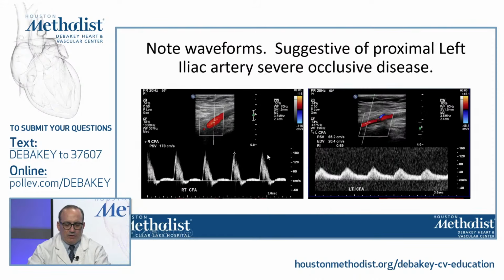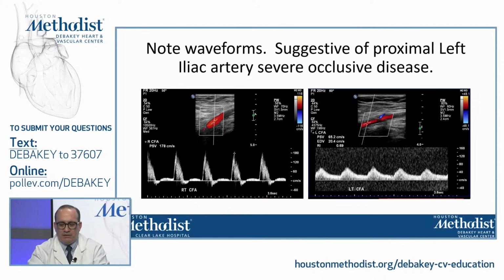Again, so let's look at waveforms. I'm not going to look at peak systolic velocities at this point. I'm just going to look at waveforms. And by looking at the waveforms, I know what's going on. Right side is normal, triphasic. Left side is abnormal. It's monophasic. We know there's right iliac artery, left iliac artery inflow, significant disease or occlusion.